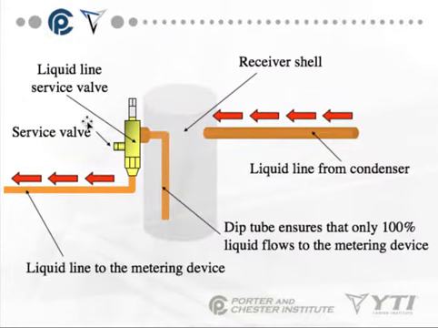If you take a look at this image, you'll see the liquid line from the condenser comes into the receiver. The refrigerant falls to the bottom of the receiver, and a dip tube that pulls from the bottom of the tank ensures that only 100% liquid is flowing to the metering device.